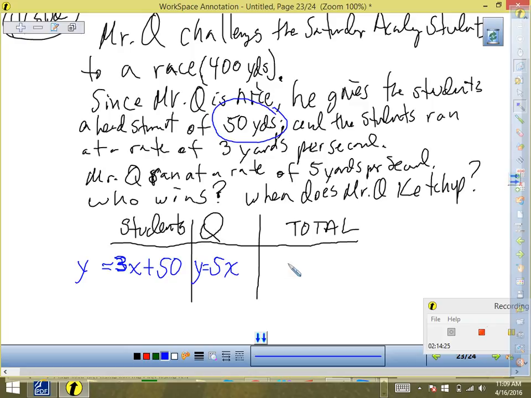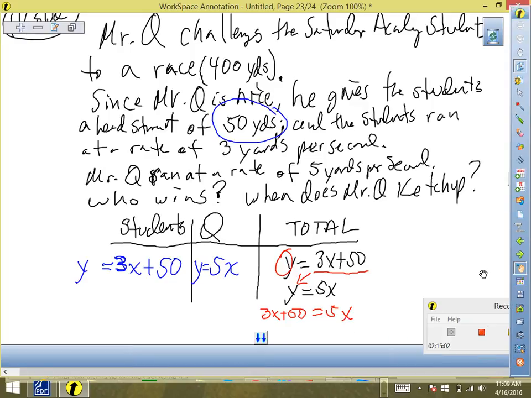So right here, let's write our system. What is our first equation? Y equals 3x plus 50. What is our second equation? Y equals 5x. Can you solve that using substitution like you did the other one? Yes. What is y for this one? 3x plus 50. For the second one, instead of writing y, what do we write there? 3x plus 50 equals 5x. Let's solve it.